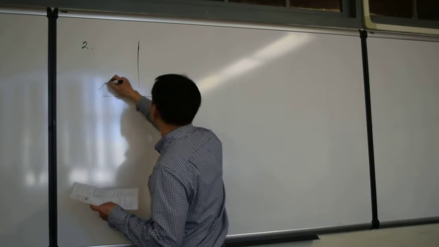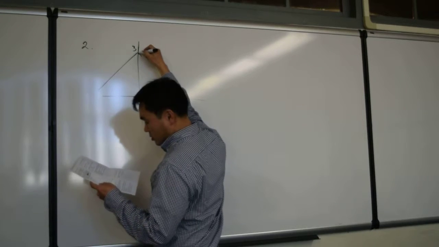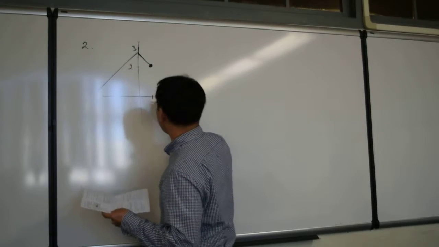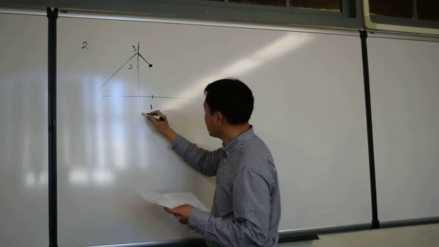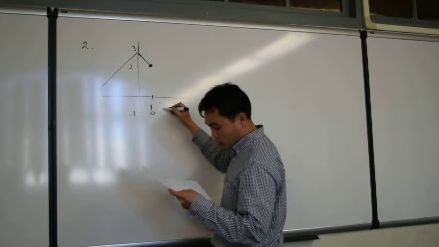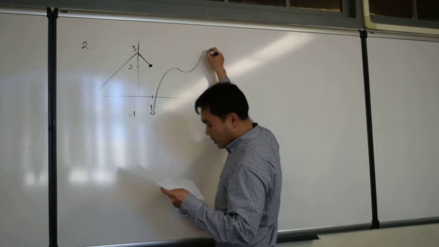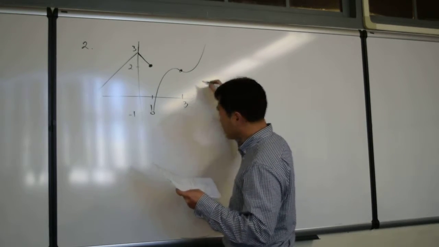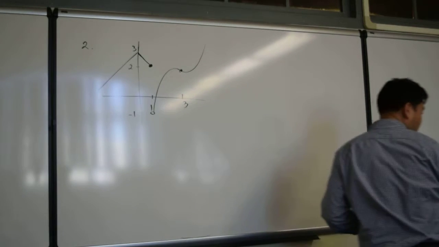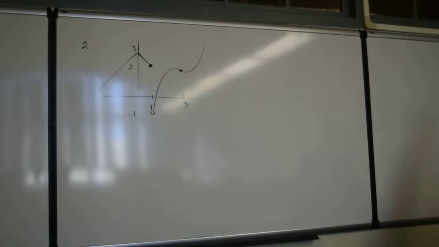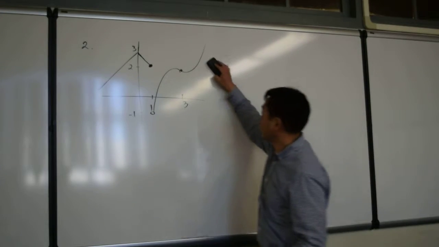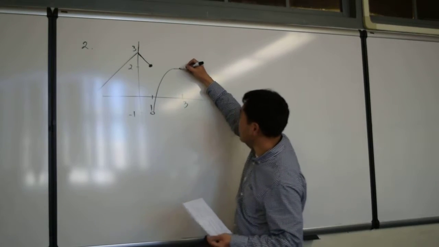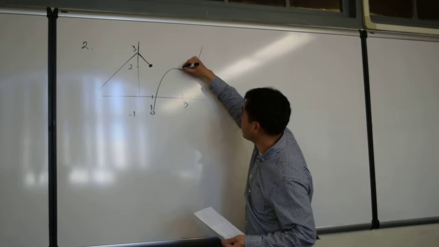Given the graph, here's 3, it comes down to 2 at 1, and then at 1 you have negative 1, and you start with a smooth graph. This is actually a place where you have a horizontal tangent, but then it goes up again.